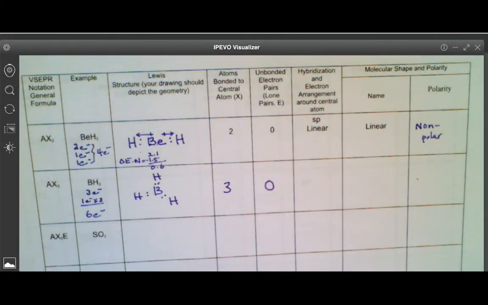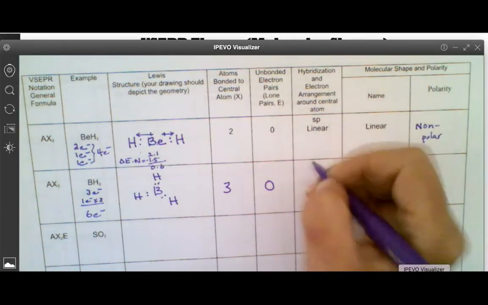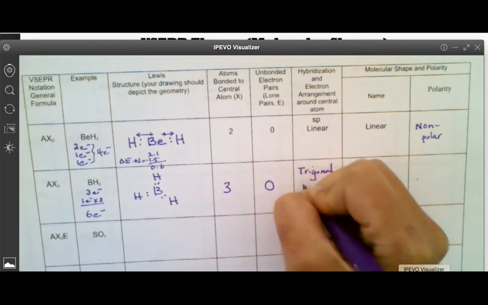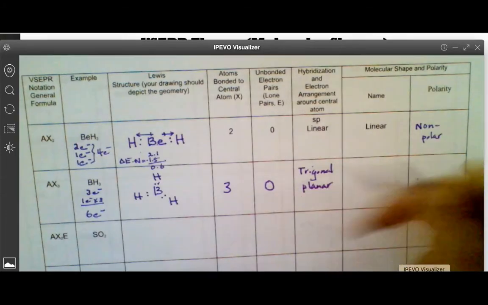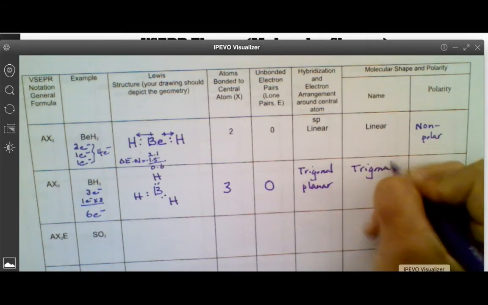So when I go to my handout, I take a look. Well, here is this scenario here. I have 1 central atom, 3 bonded pairs, 0 lone pairs. It's telling me that the molecular shape and the electron geometry is trigonal planar. So in the column that is here, that's the electron geometry. We're going to put down trigonal planar. And we're going to also copy this here, trigonal planar.